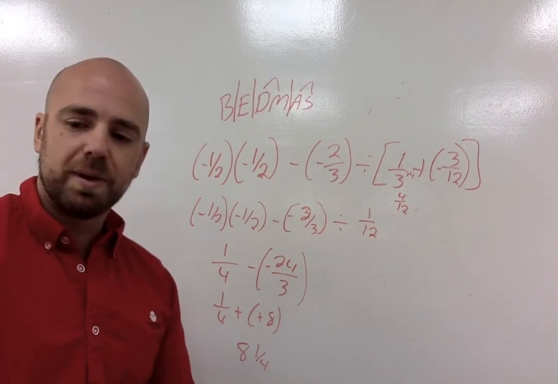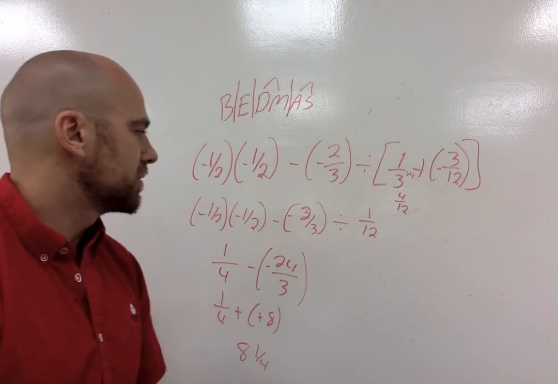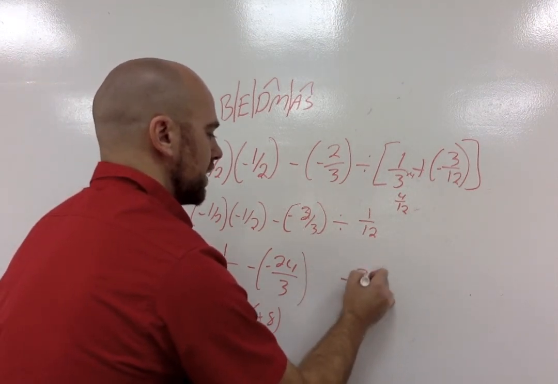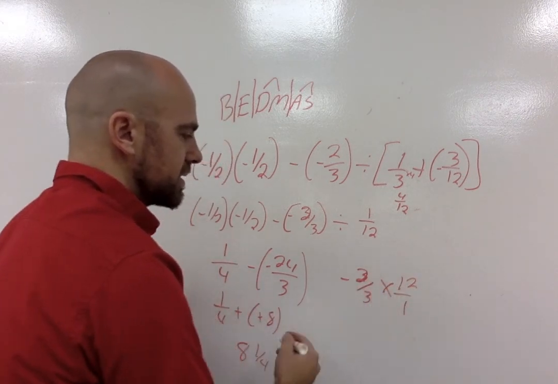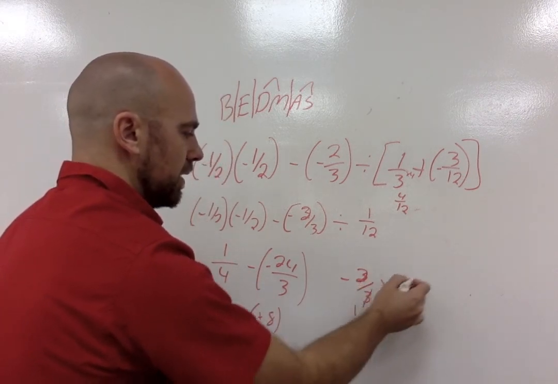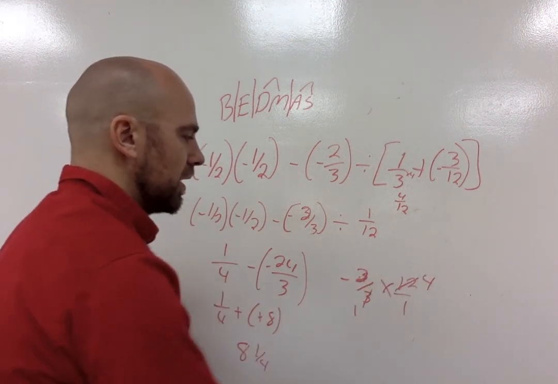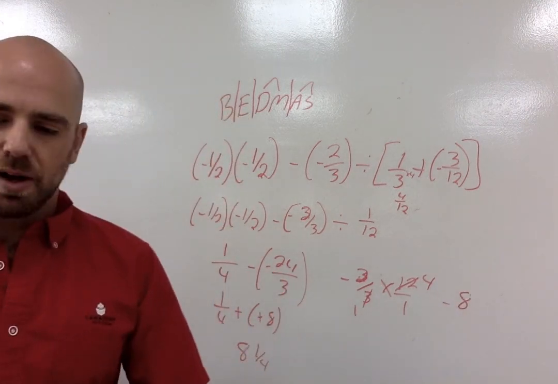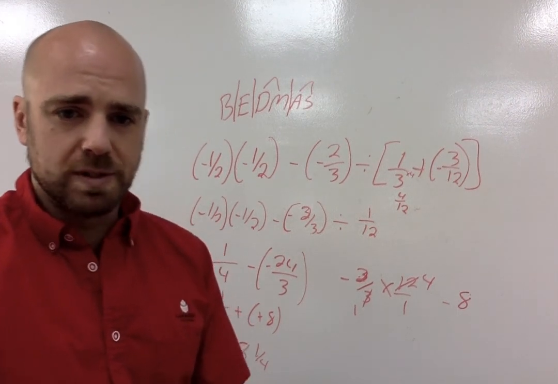Personally, if I'm flipping it, I can actually try to simplify it first. So just as an example, negative 2 over 3 times 12 over 1, I can try to simplify these first. So this can become a 1, this can become a 4. So now I've got negative 2 times 4, which is going to be negative 8. So you can still use that process once again.